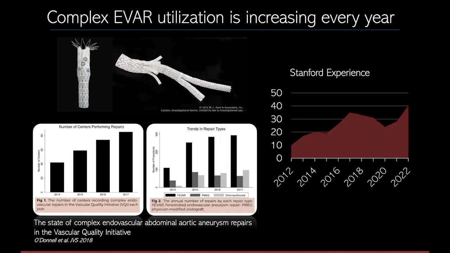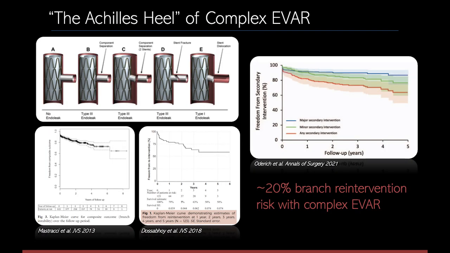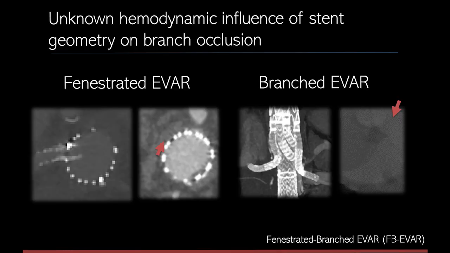As you can imagine, the uptake of these devices has significantly increased in the past decade, not only in the US, but at Stanford as well in our division. However, the Achilles heel of these approaches remains the durability of the branches to the visceral and renal vessels themselves. Some studies by people in our lab as well have demonstrated nearly 20% risk of branch-related reintervention, the most acute of which is branch vessel occlusion, which results in significant patient morbidity and mortality.